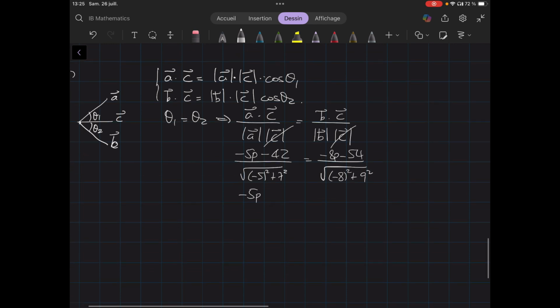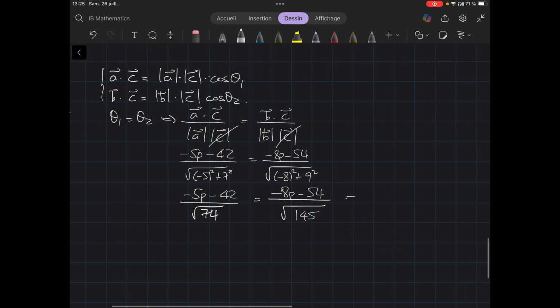So -5P minus 42 divided by a constant, 25 plus 49, so 74, is equal to 64 plus 81, that's 145. And from here, you should get P is equal to -112.68 as your final answer. The numbers are a bit ugly.